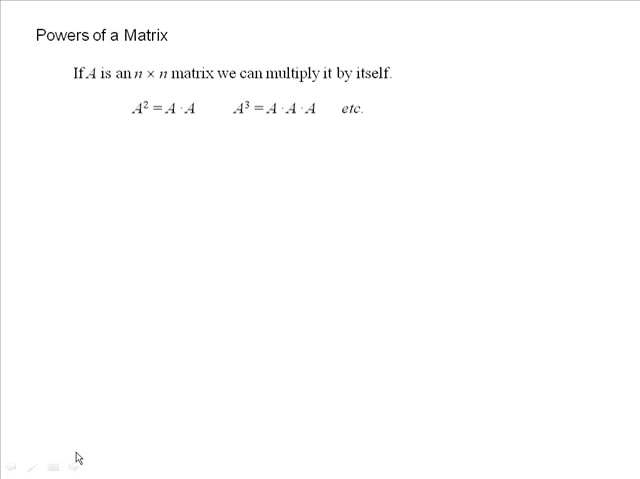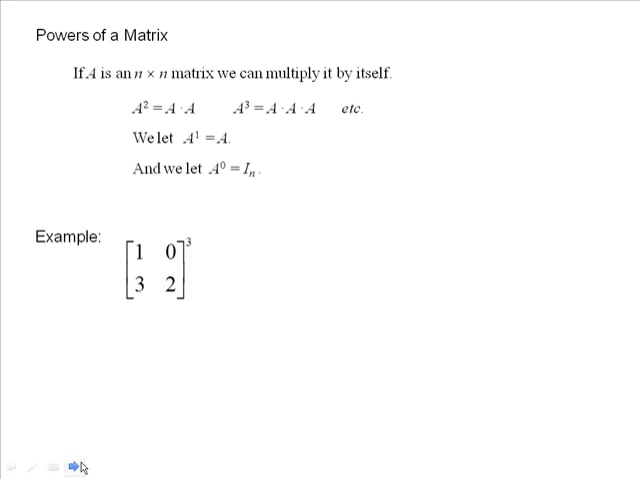Now let's look at powers of a matrix. If A is an n by n matrix, meaning it's a square matrix, then we can multiply it by itself. A squared is A times A. A to the third is A times A times A, etc. We let A to the first power be just equal to A, and we say that A to the 0 power is equal to the identity matrix sub n, since we're dealing with a square matrix n by n.